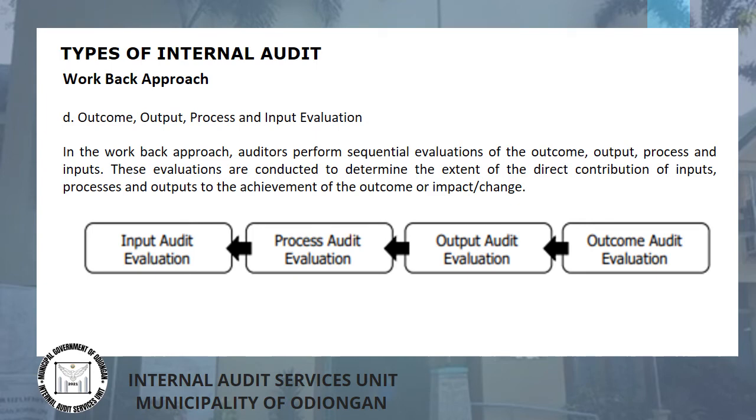Outcome, output, process, and input evaluation. In the workbook approach, auditors perform sequential evaluations of the outcome, output, process, and inputs. These evaluations are conducted to determine the extent of the direct contribution of inputs, processes, and outputs to the achievement of the outcome or impact or change.